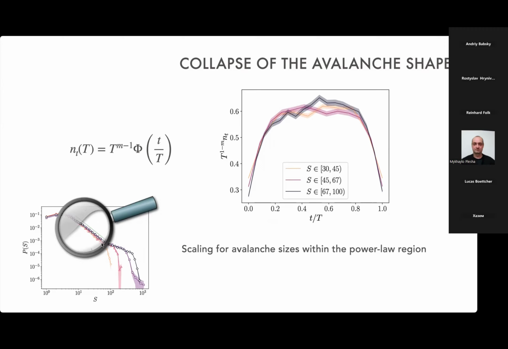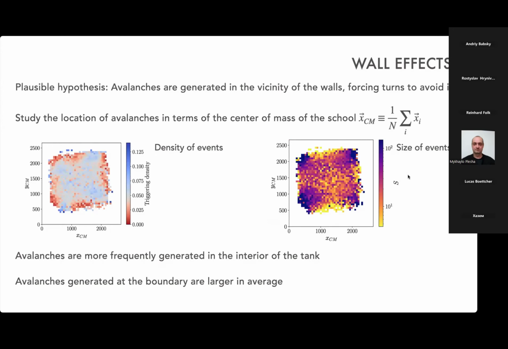But okay, I have this power law regime. What is the meaning of this bump that I have over here? To explain this bump, what one can do is look at the effects of walls. The idea is that we can look at the density of avalanches as a function of the position of the center of mass of the avalanche with respect to the walls. You can see that there are more avalanches triggered in the bulk than in the walls. But the avalanches that are triggered close to the walls tend to have a much larger size.